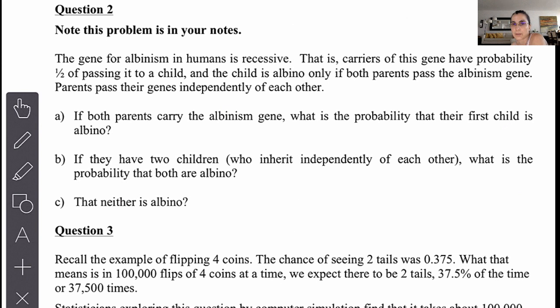Okay, so you could solve this just using probability rules. But the idea here is to use an example for which we know the answer to derive the final answer using a different approach. And the approach we're going to use is that of the binomial formula. This is binomial. The first question: if both parents carry the albinism gene, what is the probability that their first child is albino?